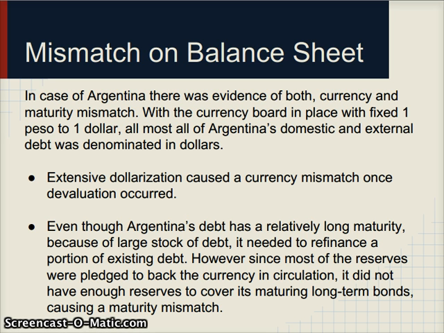At the same time, although Argentina had lots of long maturity debt, as in it didn't have many short-term obligations, the fact that it had to use the little reserves it had in order to back the currency in circulation meant that those reserves were essentially blocked off. And what that meant is that when it needed to refinance a small portion of its debt, it couldn't. So basically, it had both a maturity mismatch and a currency mismatch.